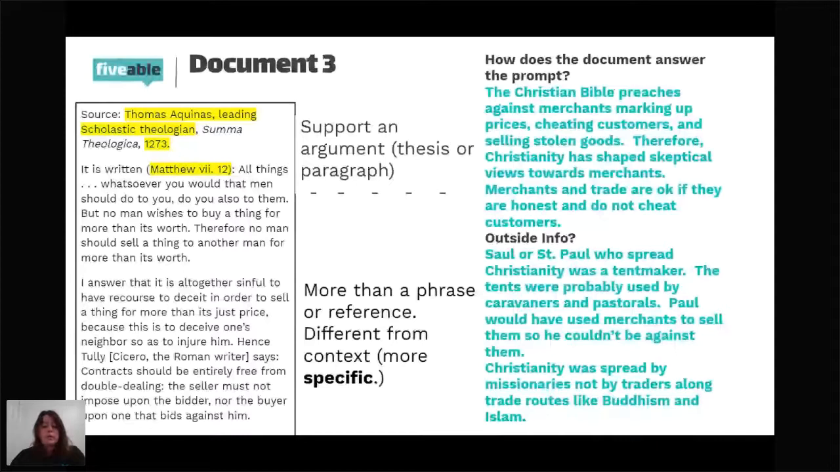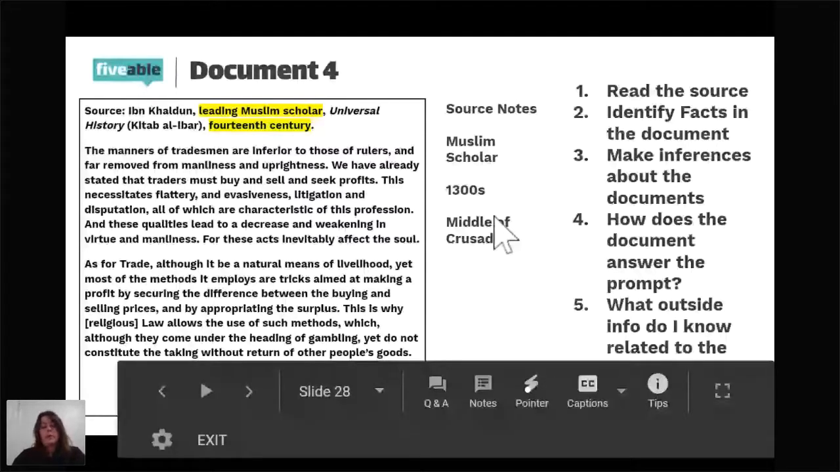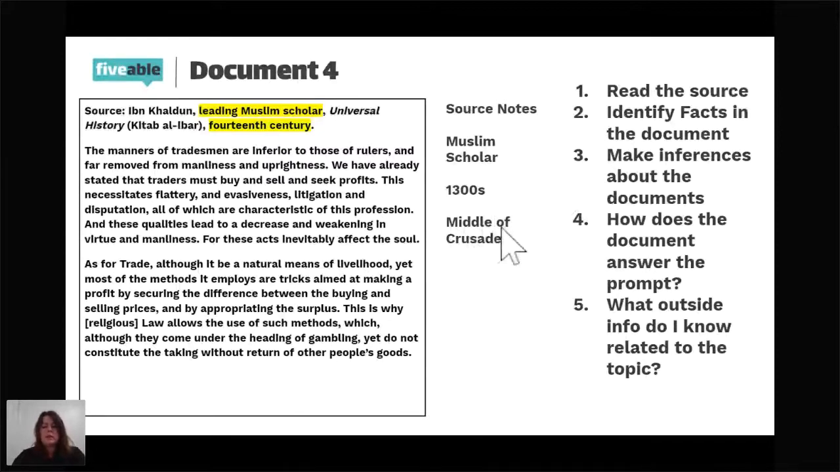Okay, document 4. All right. So our source is Ibn Khaldun, a leading Muslim scholar, the Universal History. So we've got a history book here, a history document, and it's from the 14th century. So 14th would be the 1300s. Okay, so kind of my sourcing is Muslim scholar, 1300s. Ooh, what's happening in the 1300s? We're in the middle of the Crusades. Melissa might use this for point of view. I don't think the Crusades are going to come into our analysis.